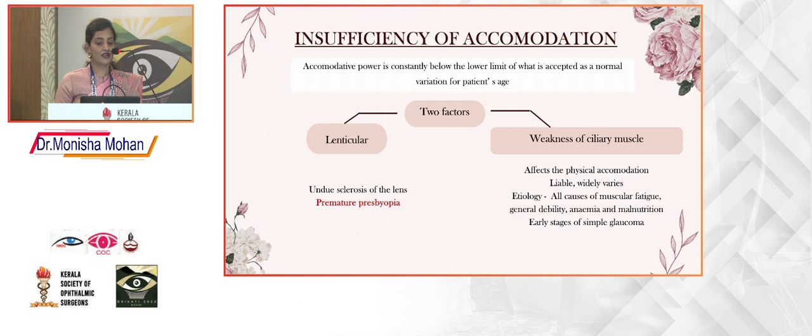First, speaking on insufficiency: the accommodative power is constantly below the lower limit of what is expected for the patient's age. This age factor is important because it varies with age. There are two factors. One is the lenticular, which is due to undue sclerosis of the lens, and that's nothing but your presbyopia. We are not speaking about this. We are speaking about the weakness of the ciliary muscle, which could actually affect the physical accommodation. And the etiology could be due to muscular fatigue, general debility, anemia, malnutrition, etc.